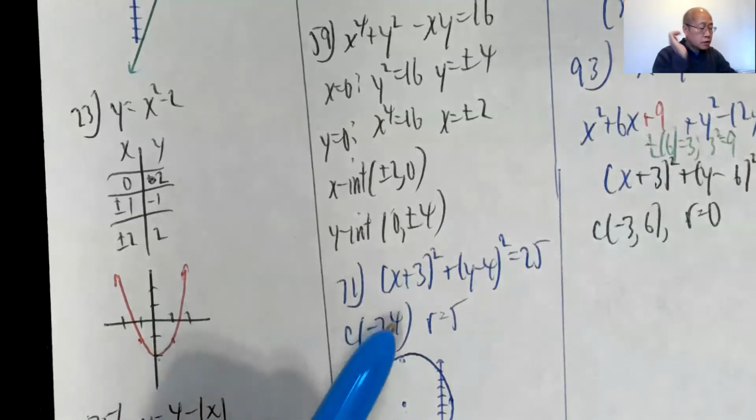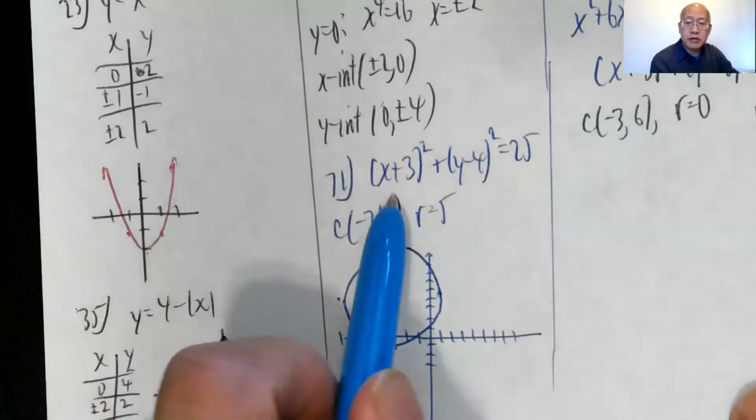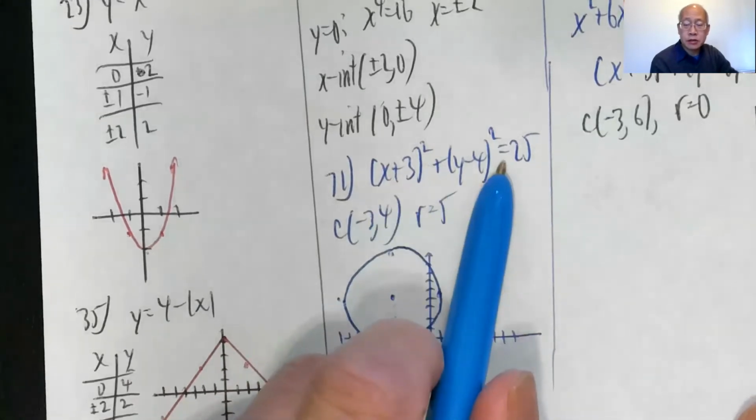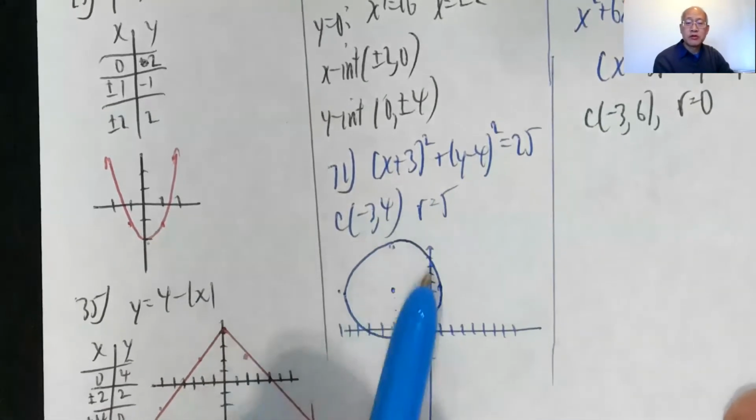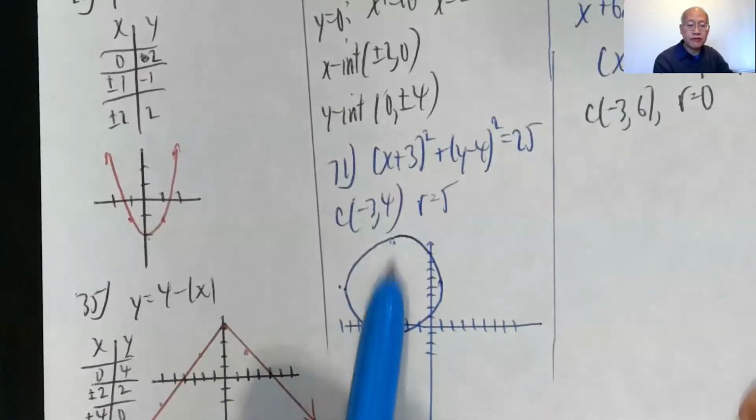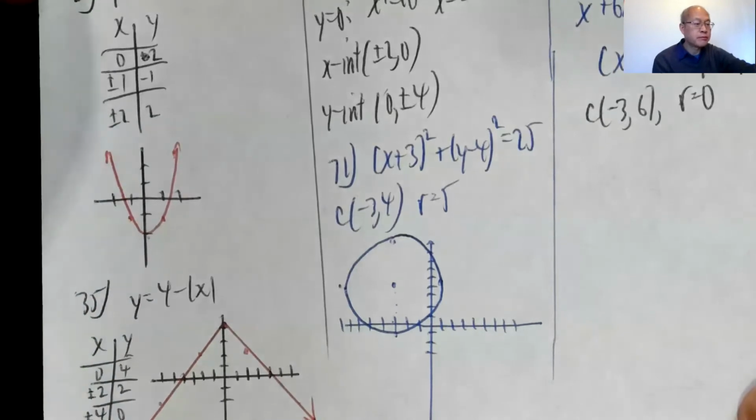Okay, 71, the equation looks like this. The center is negative 3, 4. You change each of these signs. And the radius is the square root of 25, which is 5. So here's negative 3, 4. I go 5 to the left, 5 to the right, 5 up, 5 down, draw my circle.